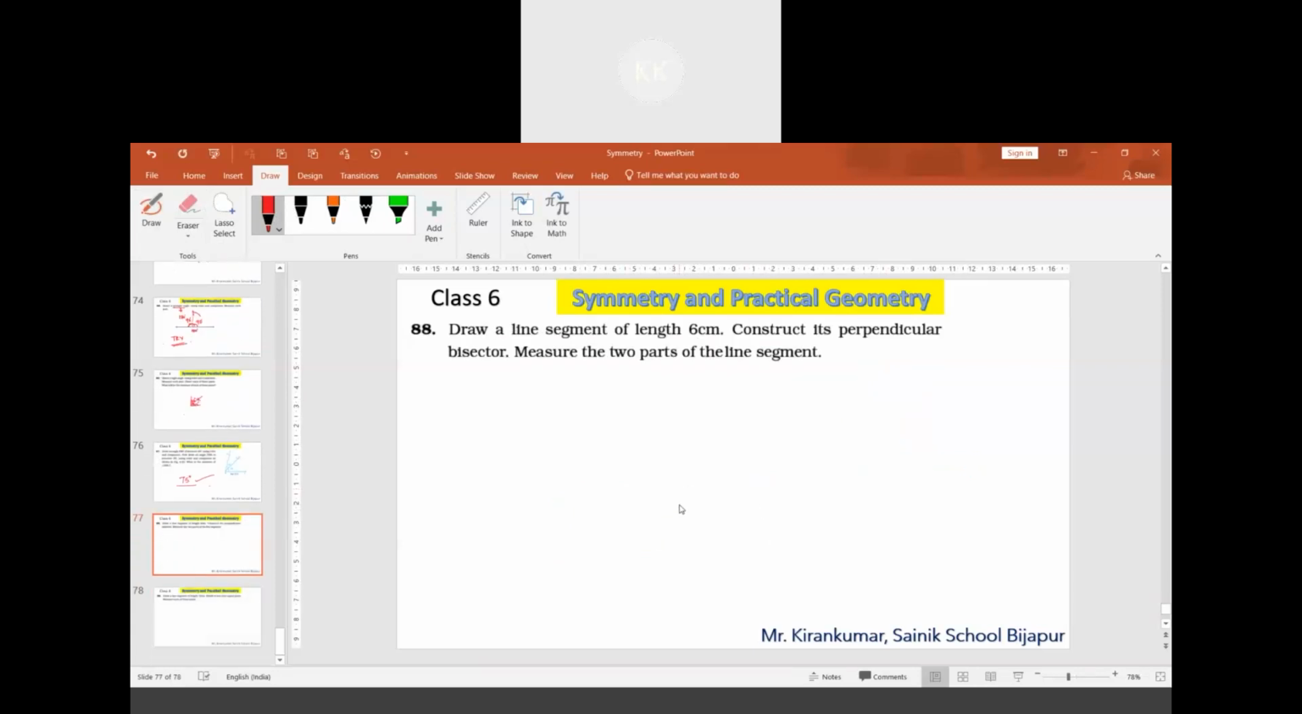Next one is to draw a line segment of length 6 centimeters and construct its perpendicular bisector. This is very easy. First draw the line segment of 6 centimeters, then you have to bisect it. The next question is the same way, but instead of 6 centimeters, it is now a 10 centimeter line segment, and you have to make it into 4 equal parts. I have told you earlier how to make equal parts. I will show it.